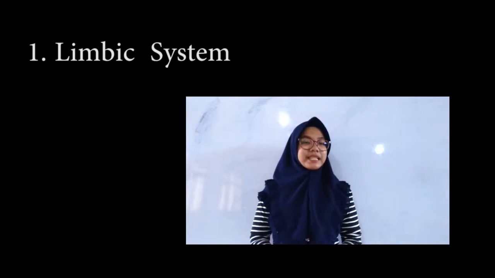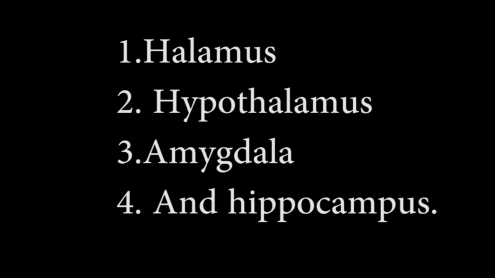Number 1. Limbic system. The limbic system is often referred to as our emotional brain or childish brain. It is found buried within the cerebrum and contains the thalamus, hypothalamus, amygdala, and hippocampus.